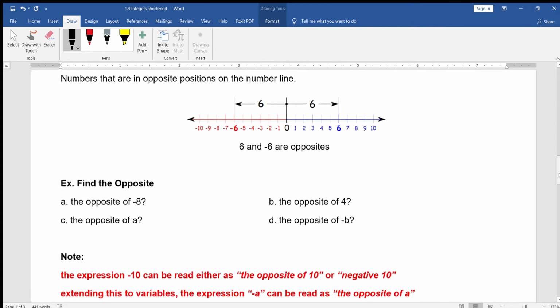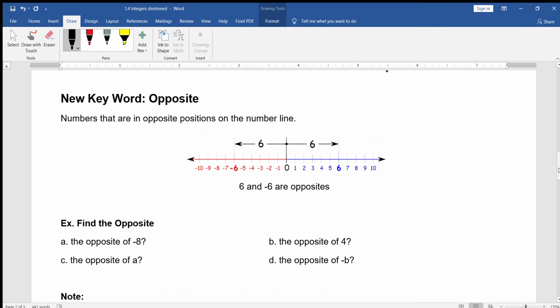Keywords. New keyword, opposite. So opposites are basically the numbers that are in opposite positions on the number line. So negative 6 is the opposite of 6 and vice versa. If the number is negative, the opposite is the positive version, and if you have the positive, the opposite is the negative version. Okay, that's basically what it is.